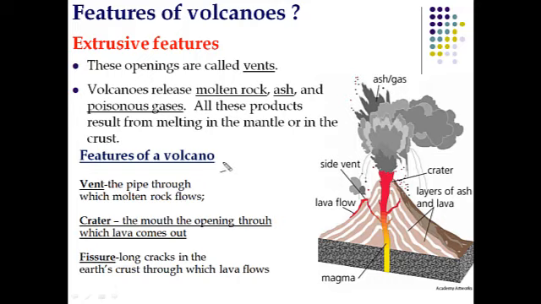So what are the features of volcanoes apart from vent and other materials? Vent, I have already told, is the pipe through which the molten rocks flow upwards and pile up towards either side of the volcano. Crater. Crater is the mouth of the volcano, as you can see here. This is the opening through which the lava comes out. Fissure. A long crack in the earth's crust through which lava flows is called a fissure.